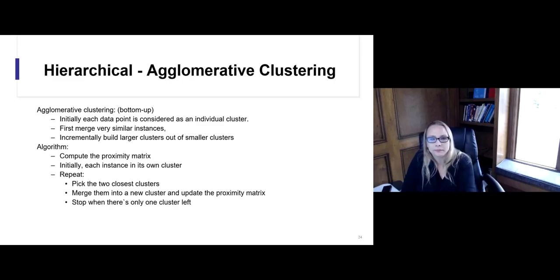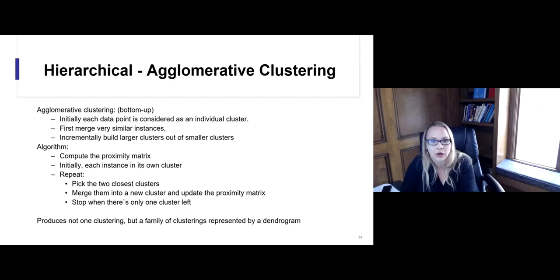The algorithm works like this. First, you compute the proximity matrix, and initially each instance is its own cluster. You pick the two clusters that are closest to each other and then merge them into one new cluster. Then you update the proximity matrix and continue until there's only one cluster left. So you keep going until all of them are in one cluster. It's not going to produce one clustering, but a family of clusterings that is presented by a dendrogram. So let's look at what that looks like in action.